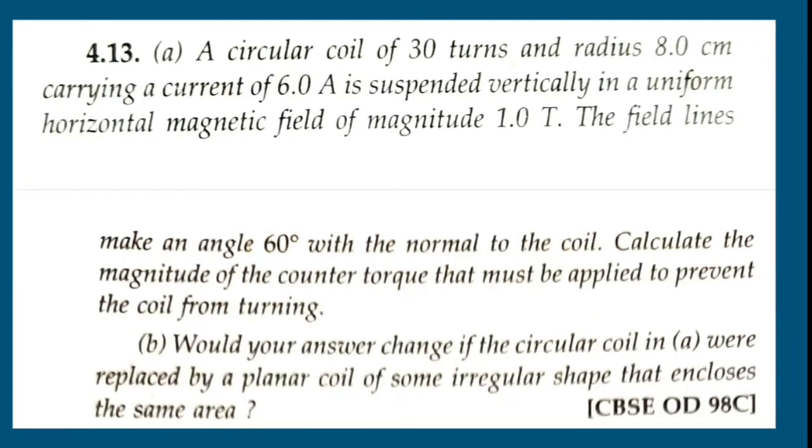Now coming to 4-13. A circular coil of 30 turns and radius 8 centimeter carrying a current of 6 ampere is suspended vertically in a uniform horizontal magnetic field of magnitude 1 Tesla. The field lines make an angle 60 degree with the normal to the coil. Calculate the magnitude of the counter torque that must be applied to prevent the coil from turning. And would your answer change if the circular coil in (a) were replaced by a planar coil of some irregular shape that encloses the same area?